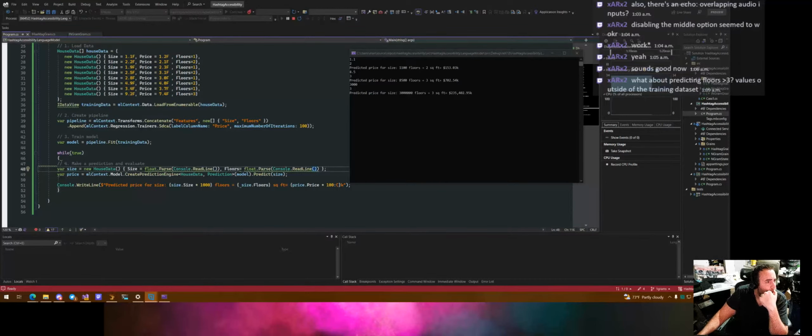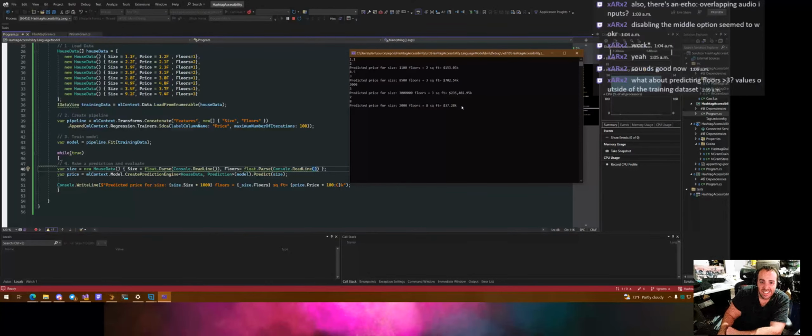What did you say? What about predicting floors greater than three, outside the training set? Yeah, that's a good one. Okay, so let's do two for the size, so 2,000 square feet, and then eight floors. I feel like that's not right. Well, I guess they'd be really small floors, right? You're like living in a tower, in a lighthouse or something.